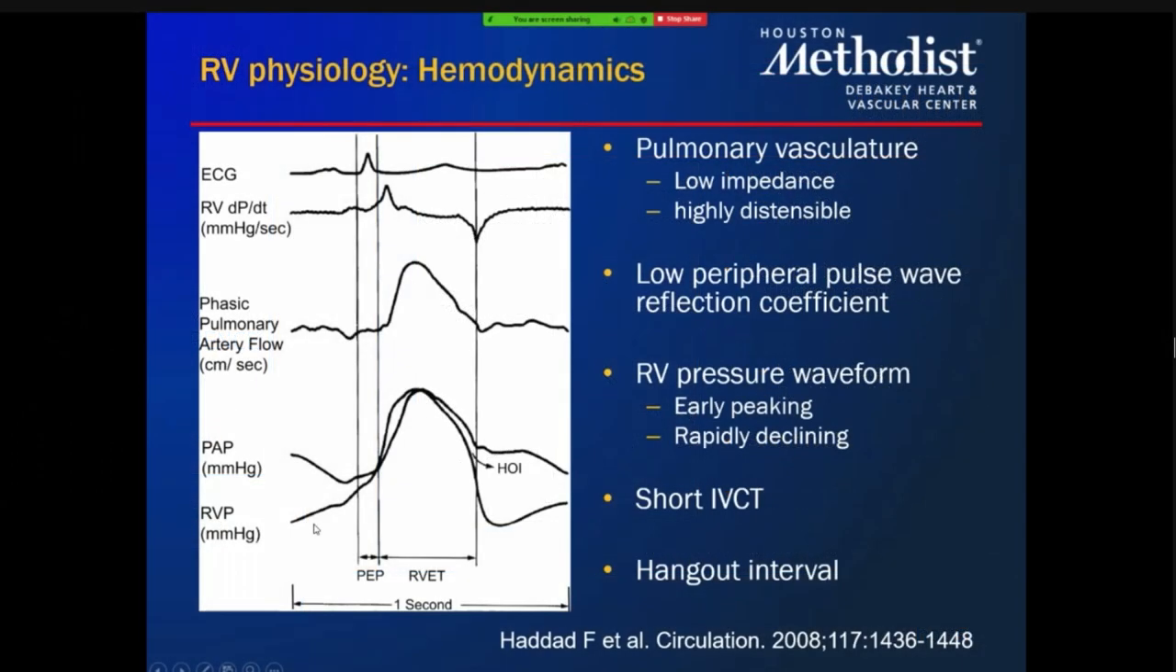So much so that you actually have some phenomena that show up in the cath tracings of the RV and PA that don't show up with the LV and aorta. There's actually a hangout period where the RV pressure drops, the PA pressure is still elevated, but the pulmonic valve hasn't closed. So you have this hangout phenomenon that can persist a bit before the pulmonic valve actually closes. Again, emphasizing the fact that this is more of a flow mass related principle guiding the circulation in the right ventricle as opposed to the left ventricle. That's the principle that I want to emphasize about the right ventricle in terms of hemodynamics.